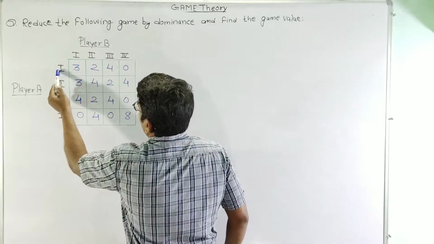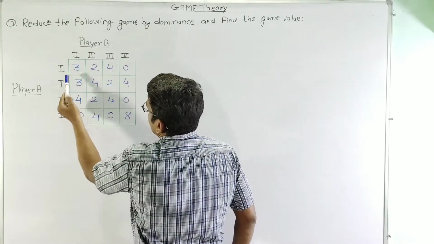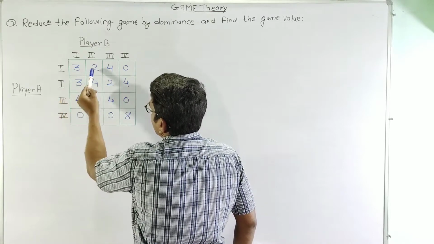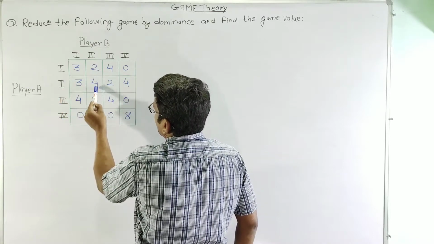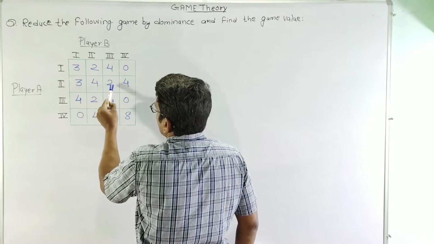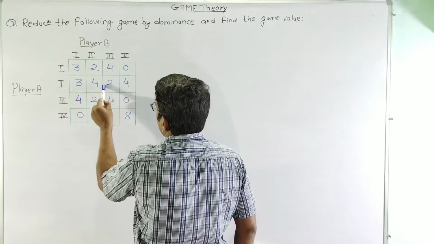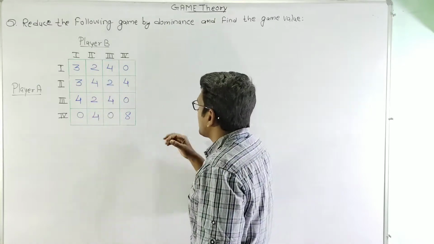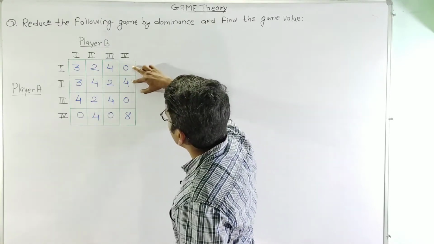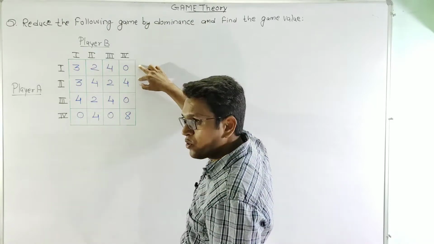So let us compare row 1 and row 2. So this is 3, 3, both are equal. This is 2, this is 4. That means 2 is dominating 1. This is 2, this is 4. Here 4 is greater, here 2 is lesser. That means there is no dominance between row 1 and row 2.